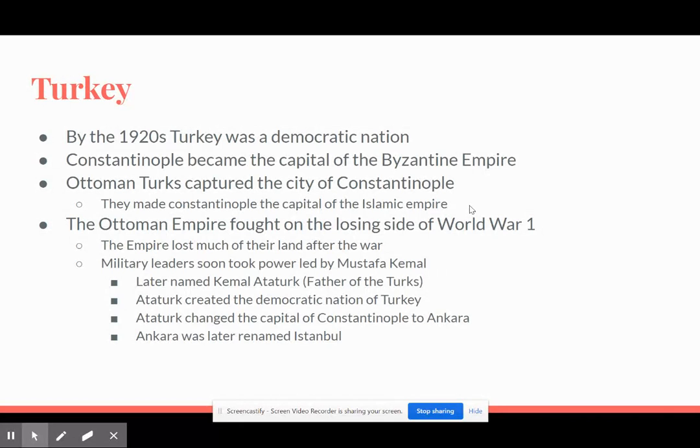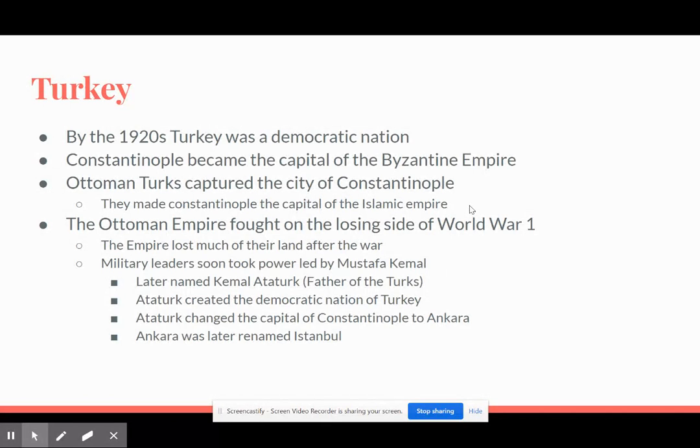One interesting fact about Constantinople was that it was one of the main trading ports for the entire world. So many people would go there to sell their goods and to trade different things with other people for other goods and services. The Ottoman Empire fought on the losing side of World War I.